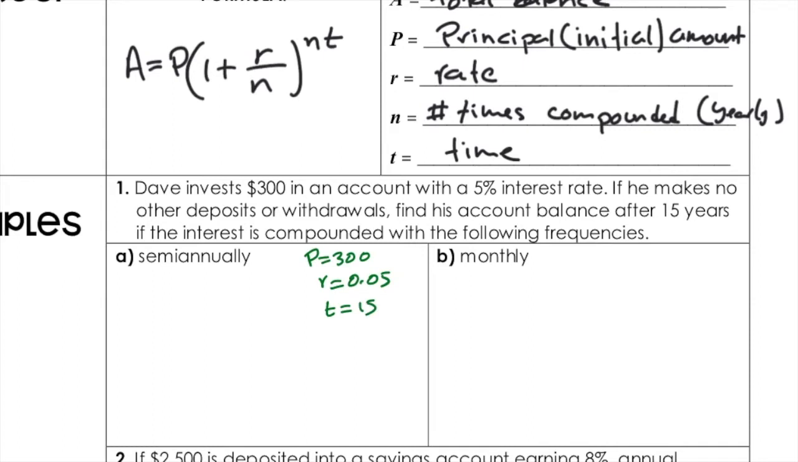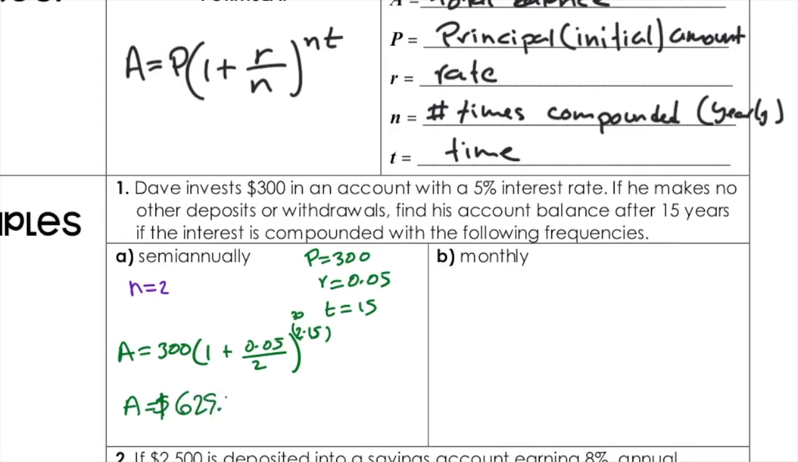So on this side of the exercise, N is 2, right? Because it says semi-annually, that means twice a year. So my formula is going to be A equals 300 times (1 plus 0.05 over 2) to the 2 times 15. My recommendation here: whenever you can simplify something before putting it in your calculator, do so, especially the exponent. So instead of 2 times 15, you can write the 30 directly. After finding this, we should have that it equals 629 dollars and 27 cents.